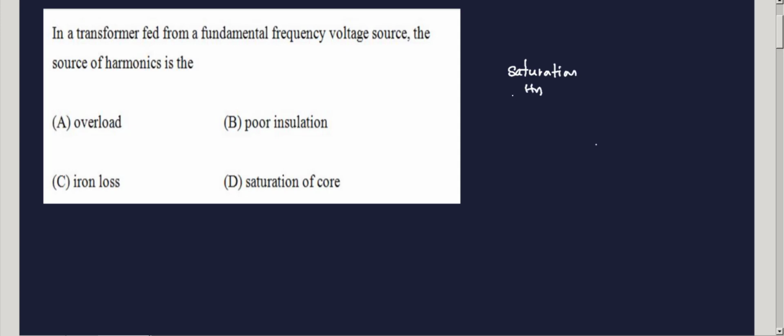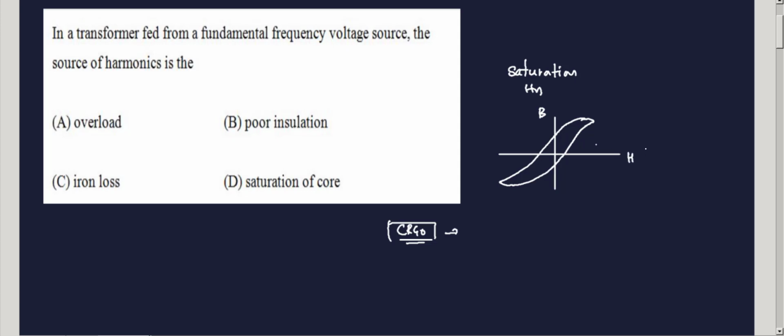For example, consider the transformer core, which is made up of a silicon steel material, that is CRGO steel. So this is a ferromagnetic material. The BH curve of this magnetic material is like this. So this is B and H. Here the magnetic field intensity is proportional to the current, and B is proportional to the flux.